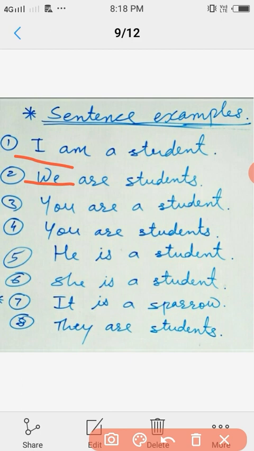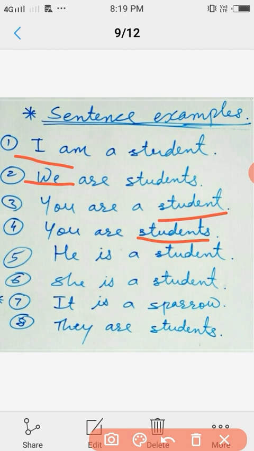Third example, you are a student, and the fourth one, you are students. What is the difference? Here, the word student has singular form, and in the fourth one it is used in its plural form. So as I already mentioned, both you have different uses. The first one is singular, so the word student is in singular form, and in the fourth one, the you used is for plural. So the word students is used instead of student. I hope you understand this.